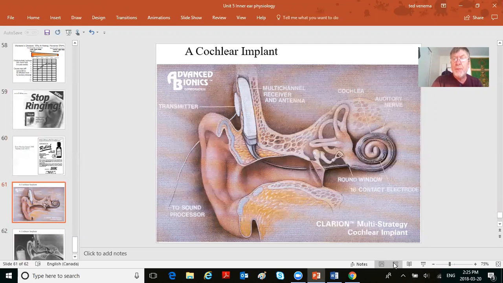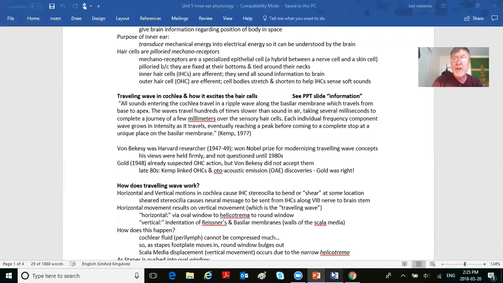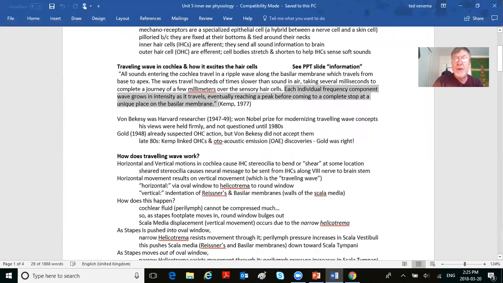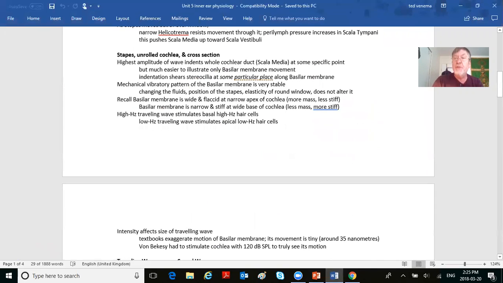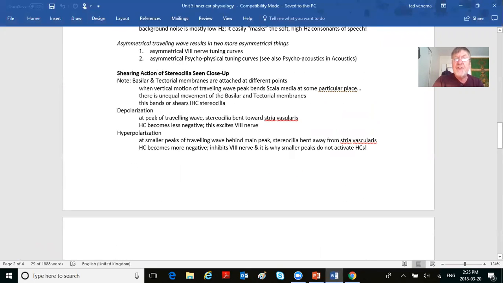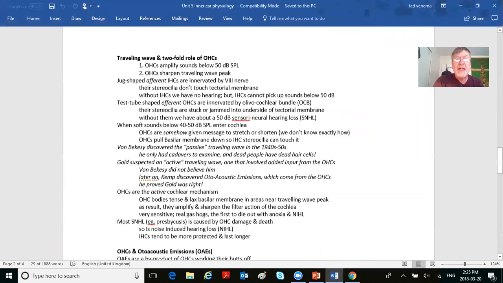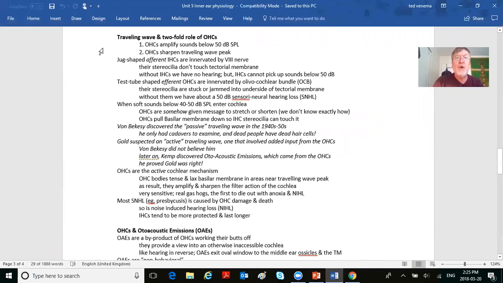So let's kind of go back up to here, look at our notes, and make sure we summarize right here. Traveling wave, how does that go? Because I got another 2 minutes and we're done here. So asymmetrical traveling wave, shearing action, we've covered that. Traveling wave and the twofold role of outer hair cells, put a star by that. Make sure you read these notes. Make sure you look at these notes and tie it together with this Zoom session.